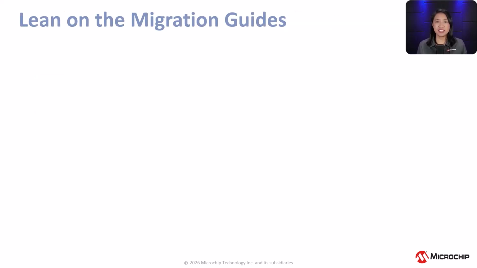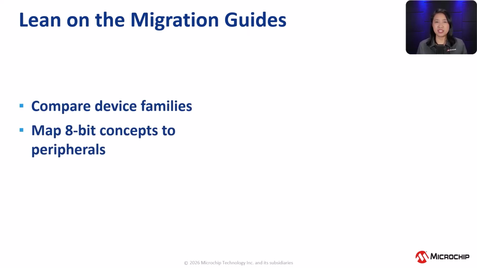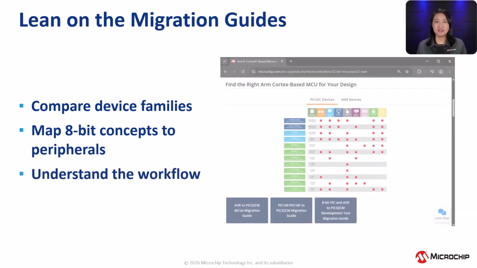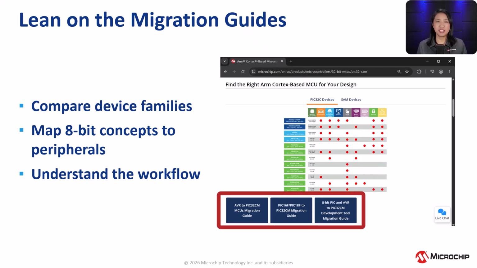We have migration guides designed to support that planning. Use them to compare device families, map familiar 8-bit concepts, and understand the development workflow before you start porting your projects. These guides are found on the Microchip website, but you can click the links in the description below for quick access.